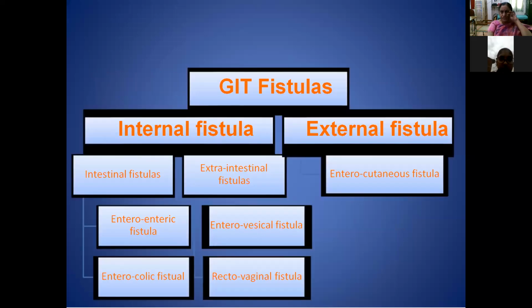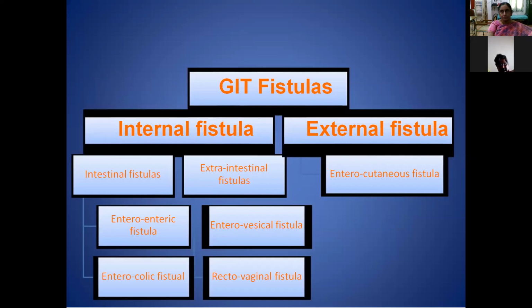This is the classification of gastrointestinal fistulas, where they can be broadly divided into two categories: internal fistulas and external fistulas. External means a communication of the intestine to the outside of the abdomen, for example enterocutaneous, from the small intestine to the skin. Internal means within the abdomen. They are once again classified into two categories: intestinal fistulas and extraintestinal fistulas.